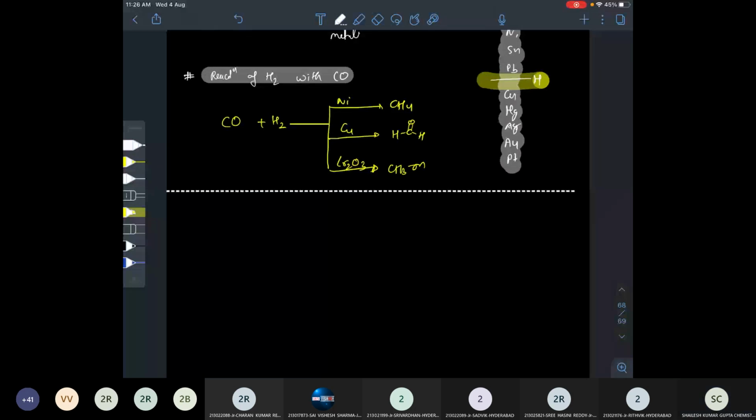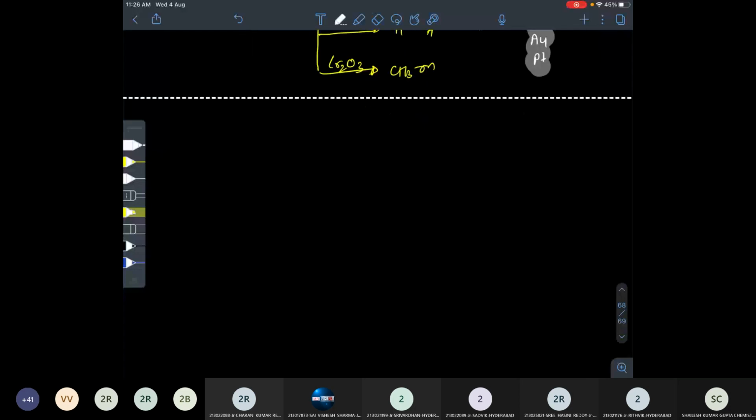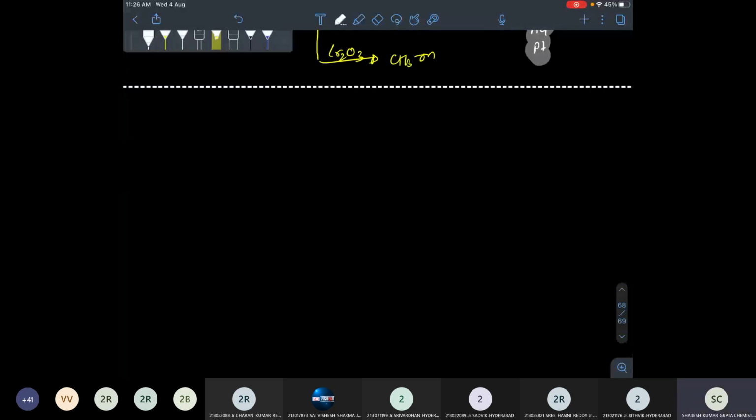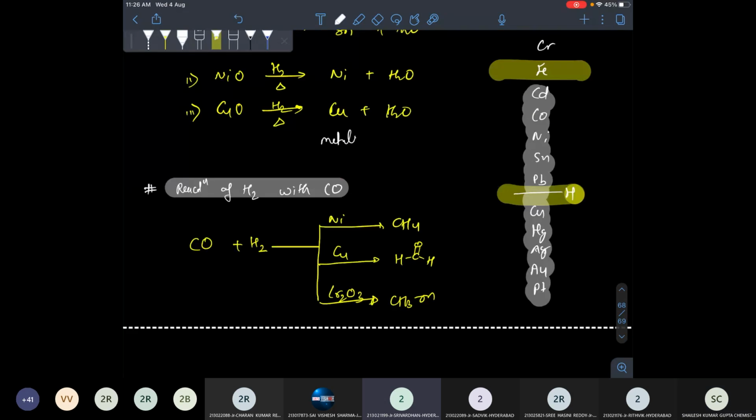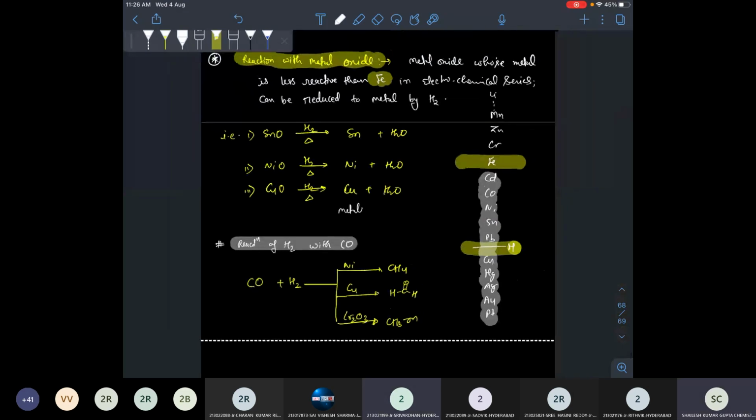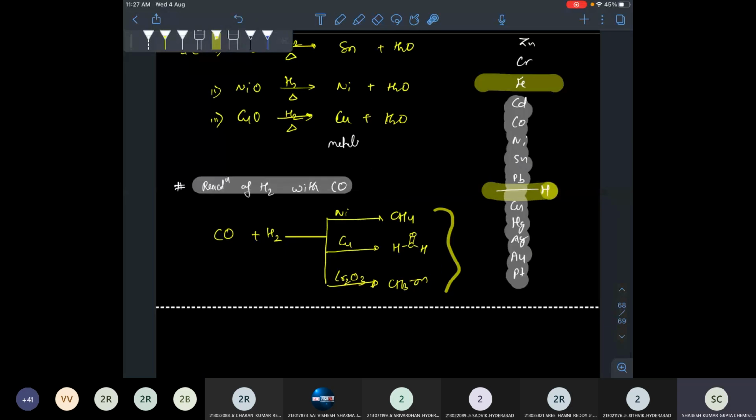Now what next? Sir, we should note down the reaction of H2 with CO also. With carbon? CO. Acha, this one. Yes, you can note it down. Reaction of H2 with CO may produce various things depending on the catalyst you are taking. With nickel, it produces methane. With copper, it produces this thing, HCHO. With chromium oxide, it produces this.